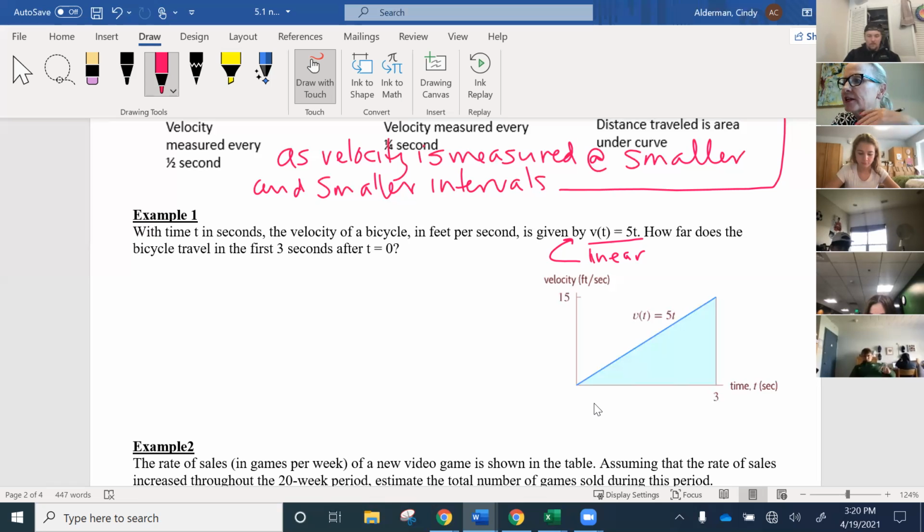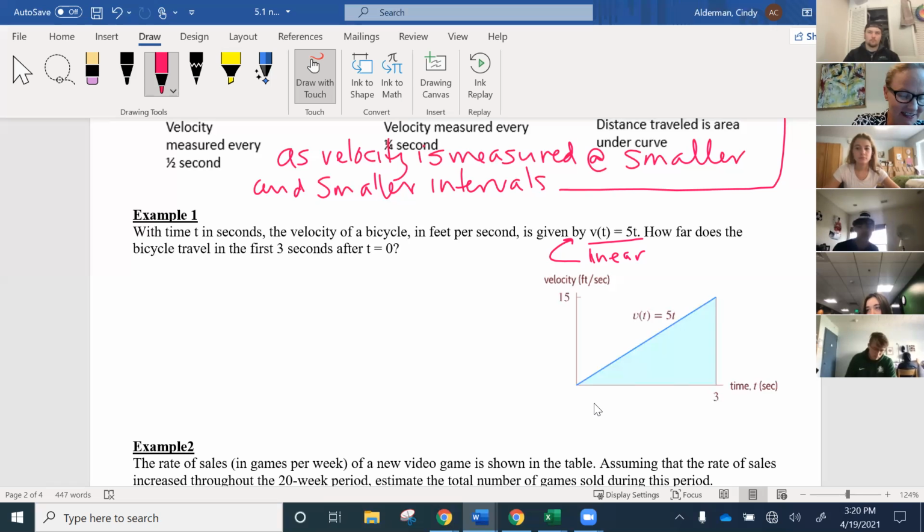What's the shape of that shaded region? What shape is it? Not a trick question, I promise. Triangle? Yeah, exactly. It's a triangle. And do you guys know the area for a triangle? You remember back from geometry? That was a long time ago. Yeah, 1/2 base times height.